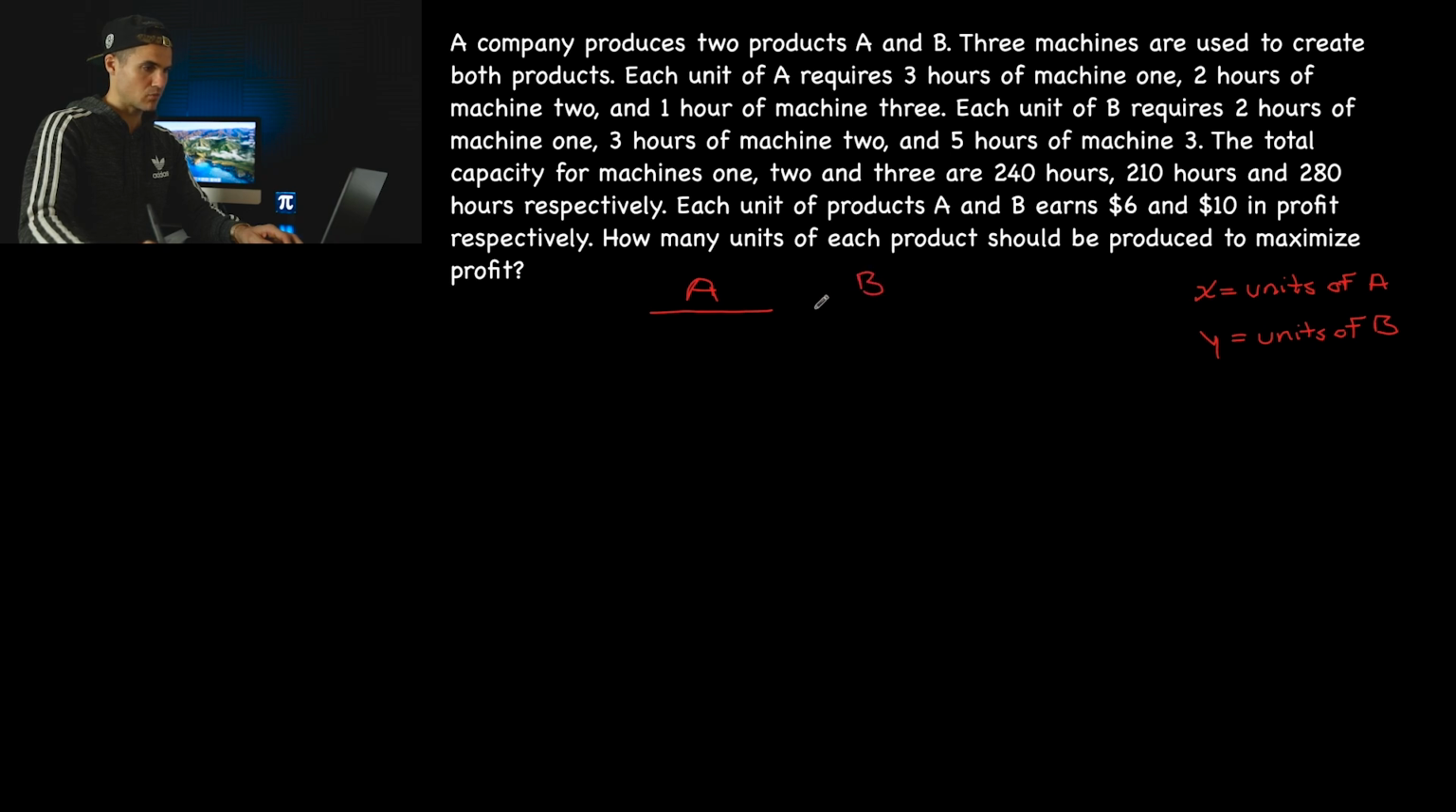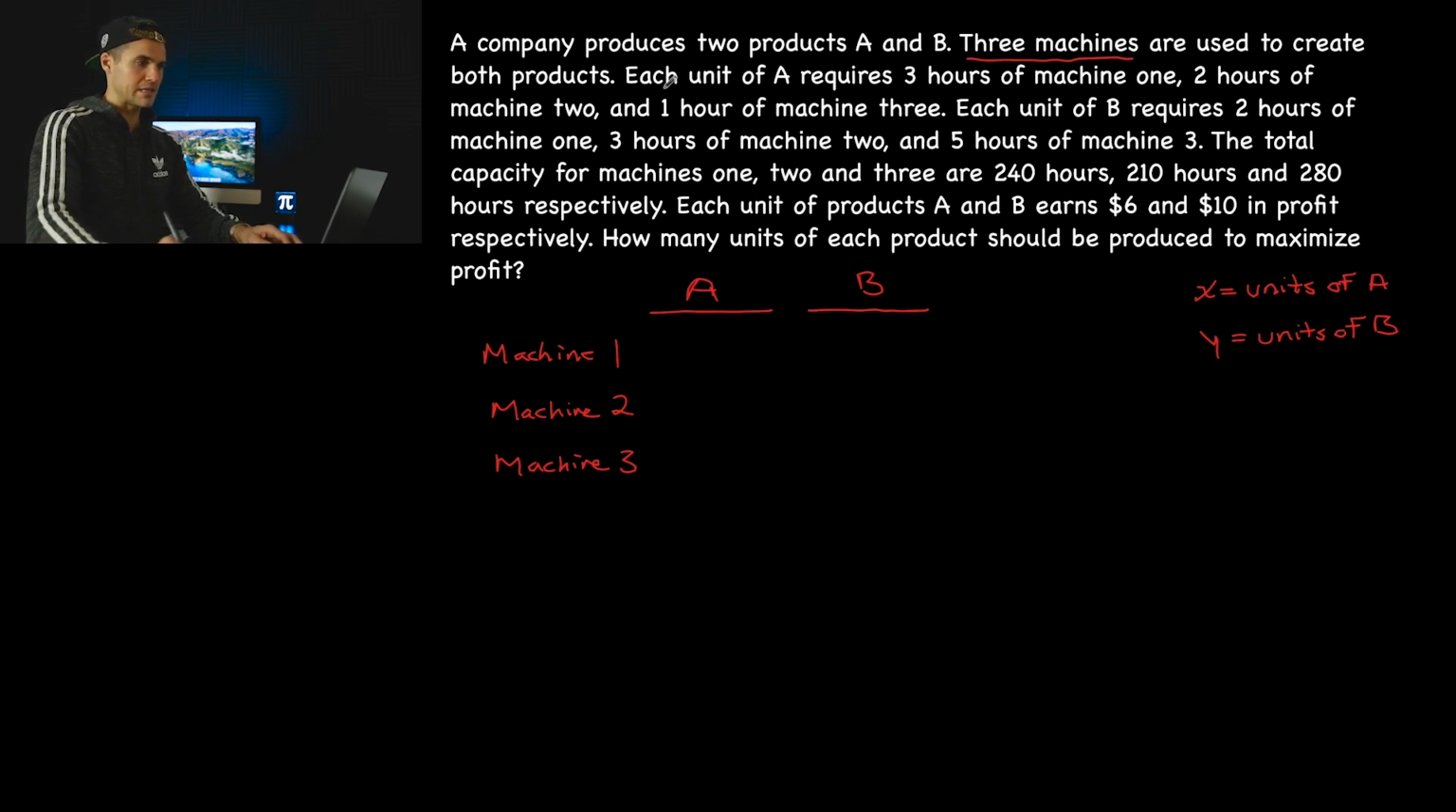So let's say we'll represent the columns as products A and B. And there are 3 machines used, right? So this first row is going to be machine 1. This is going to be machine 2. And then this is going to be machine 3. Just so we can organize our thinking a little better versus trying to always refer to the paragraph.